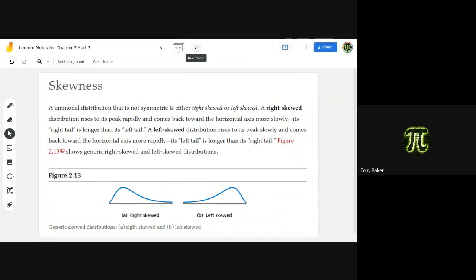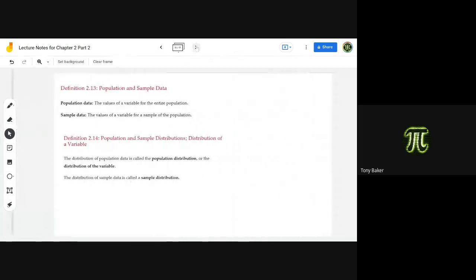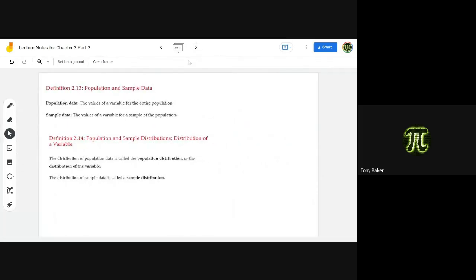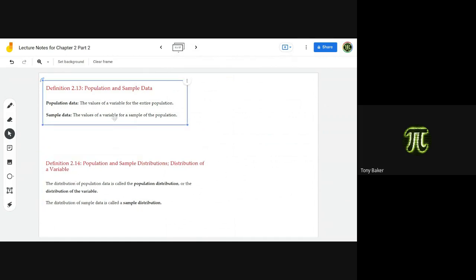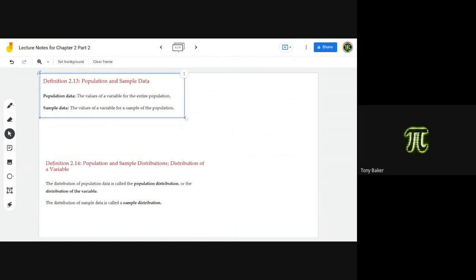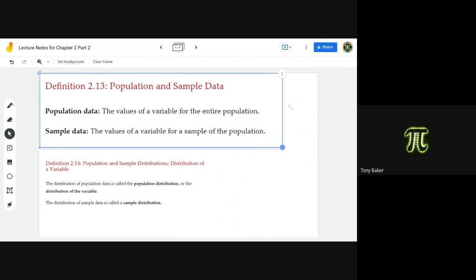All right. A couple more definitions and stuff, and then we'll get into some fun little graphs, and then I'll get you out of here. All right.